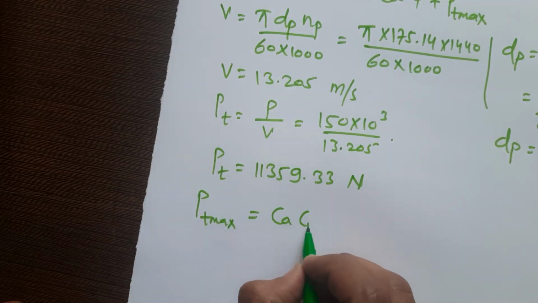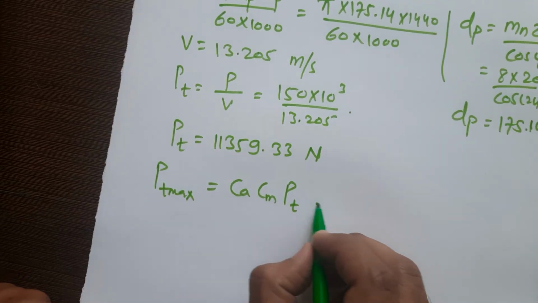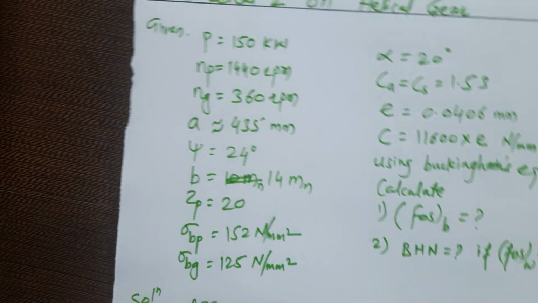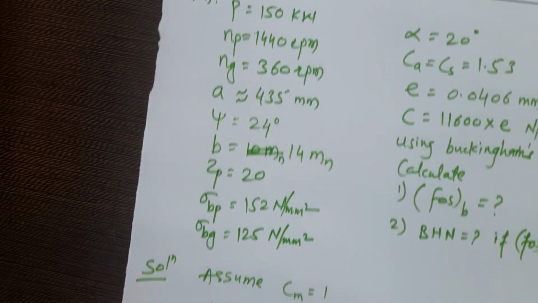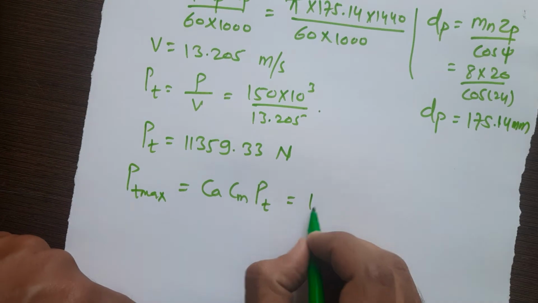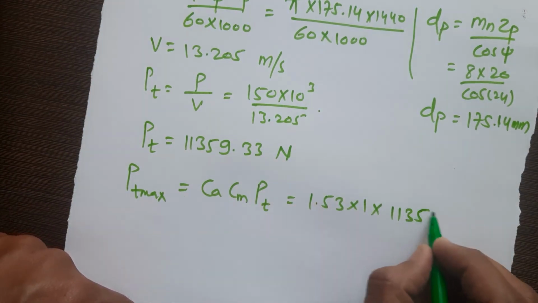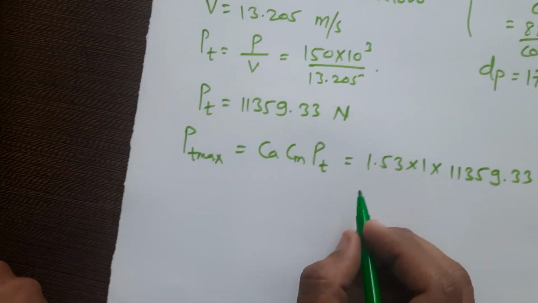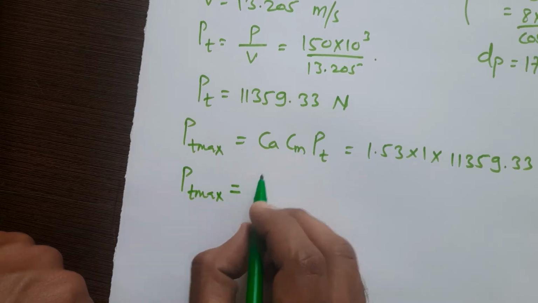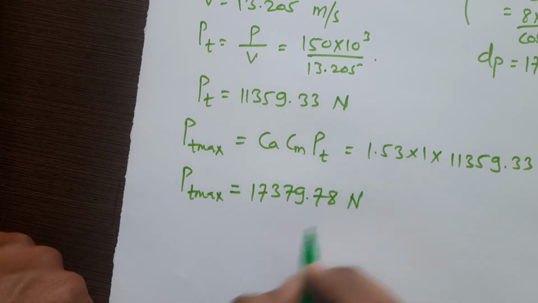Once you have Pt, you have to calculate Pt max, the maximum tangential force. It is given by all factors Ca, Cm into tangential force. Here Ca is given as 1.53. Cm is not given and we have assumed it as 1. So 1.53 into 1 into Pt, 11357.33. If you calculate, you will get Pt max as 17379.78 Newton.